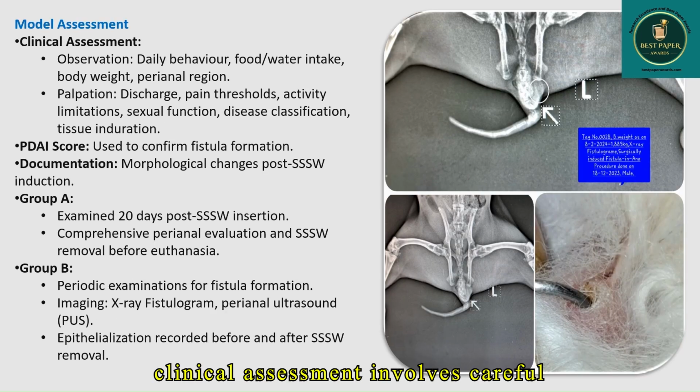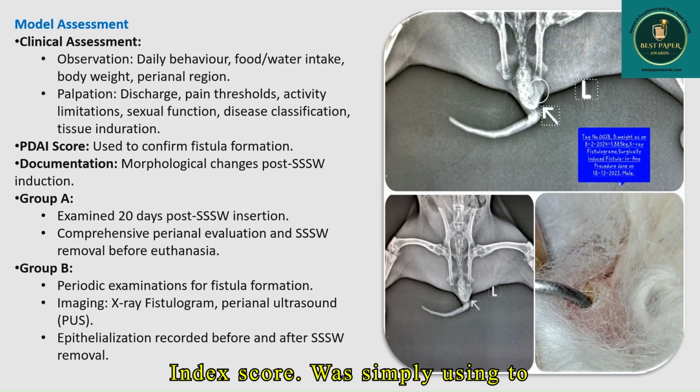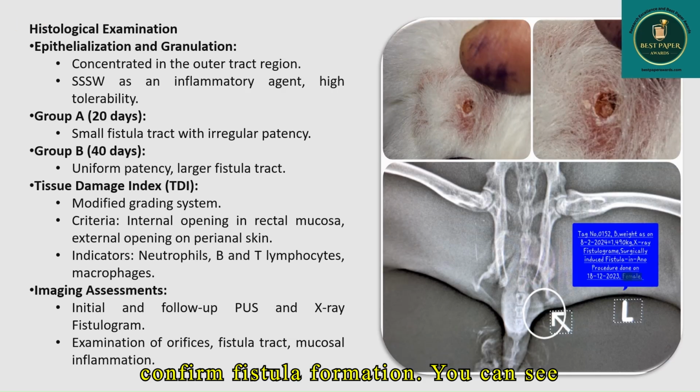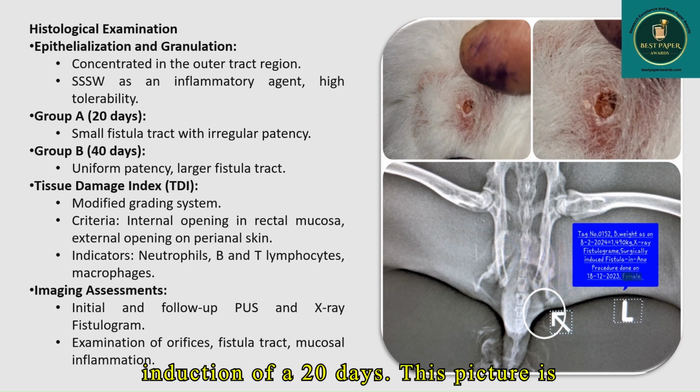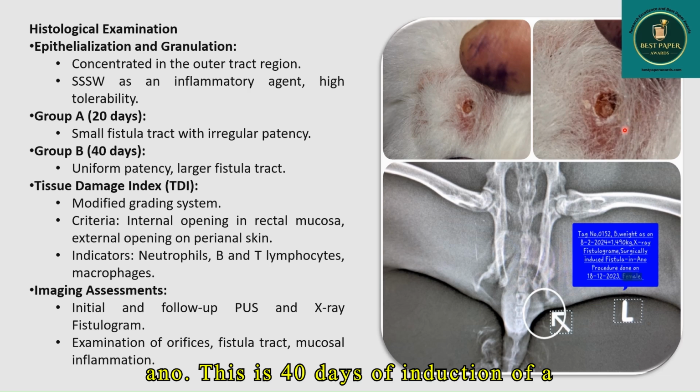Simply, the process of clinical assessment involves careful observation. The Perianal Disease Activity Index score was used to confirm fistula formation. You can appreciate that these are pictures taken 20 days after the induction. This picture is after 20 days of induction of fistula in ano. This is 40 days after induction of fistula in ano.